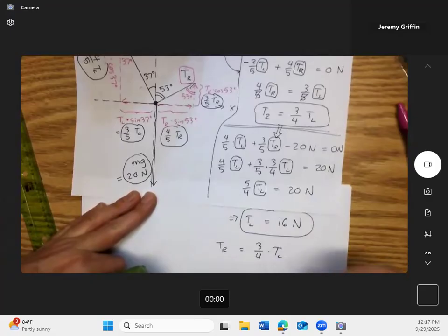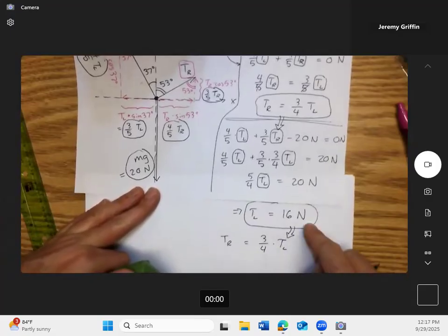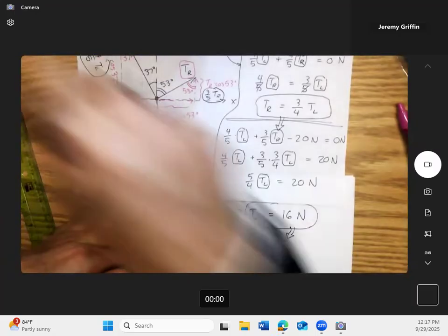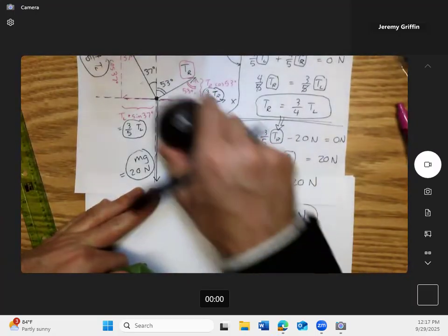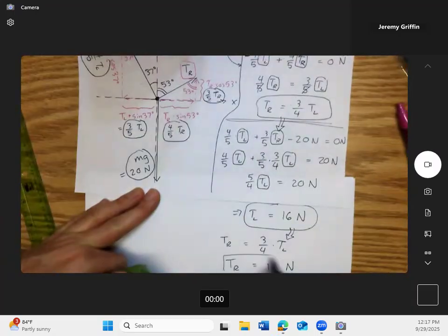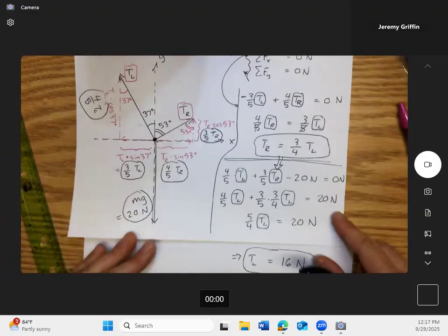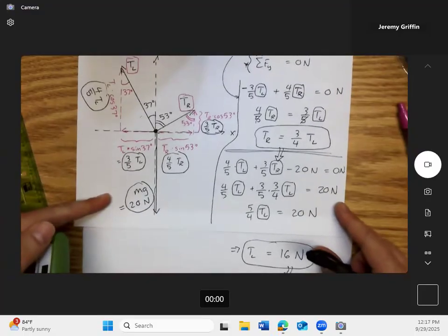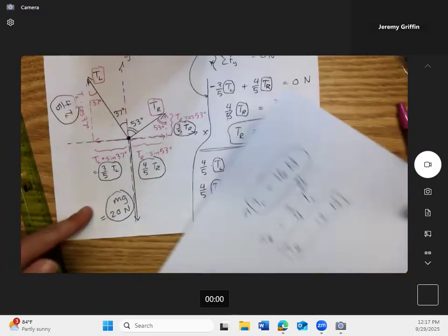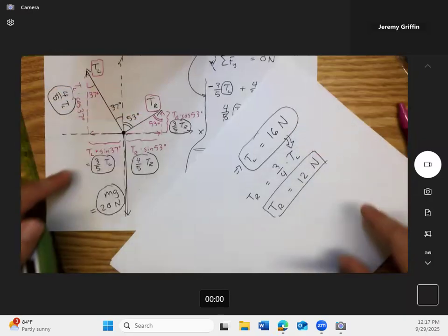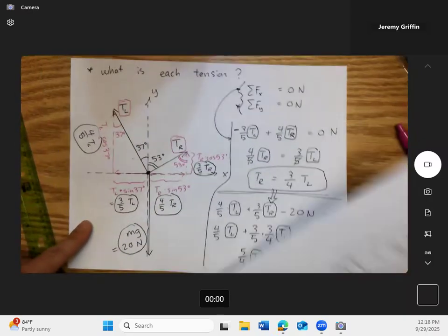Oh man, this worked out really nice. Watch this. What's 3/4 of 16? 12. Oh man, yes. We have a lucky random number generator right here. Lucky ball. Yeah. Gives us whole number answers. Does that look about right? We got 20 newtons down here. And then I found out what these are. I have 16 newtons here and 12 newtons here. Yeah, that's it. This whole thing.